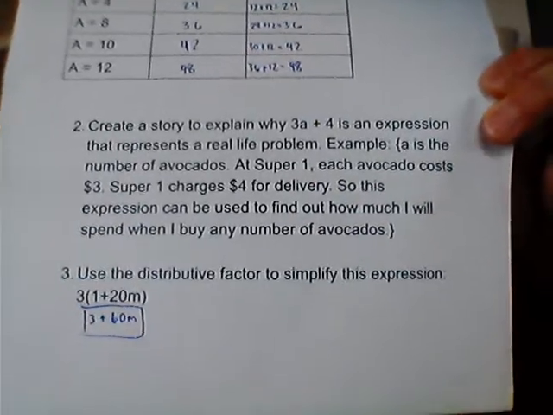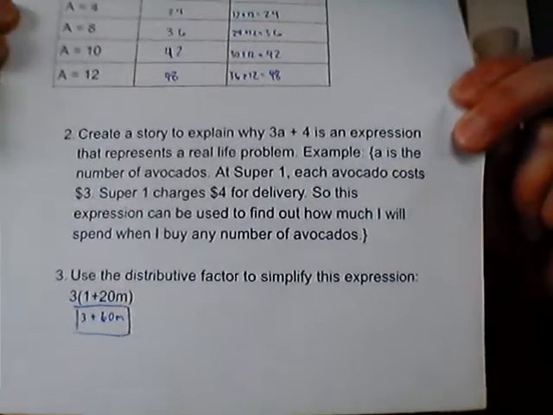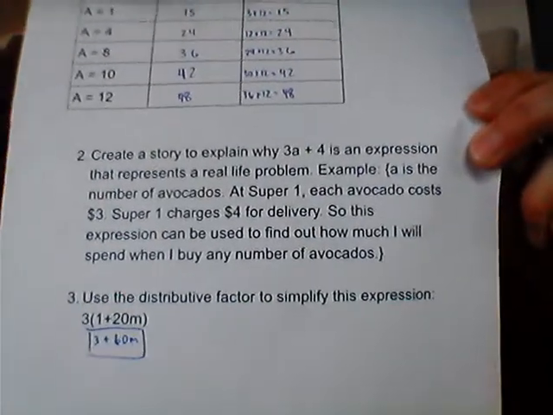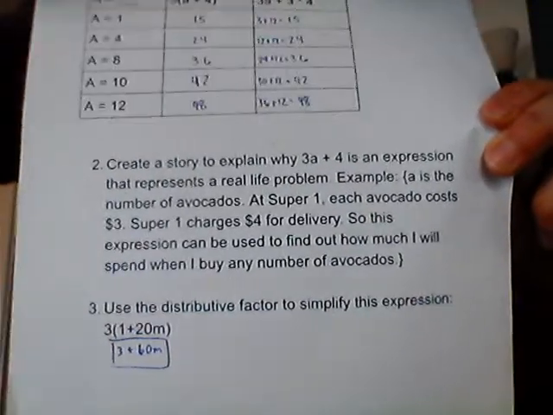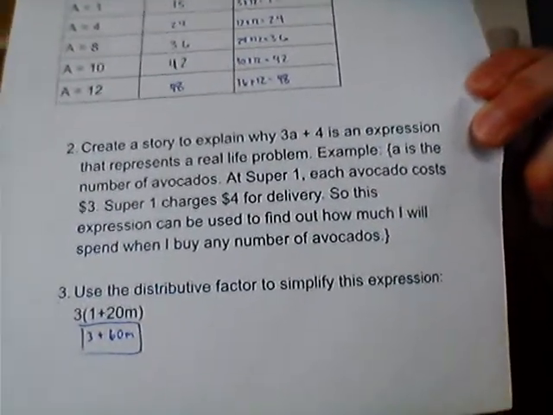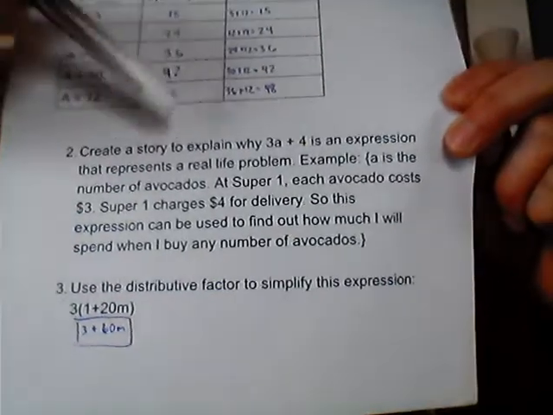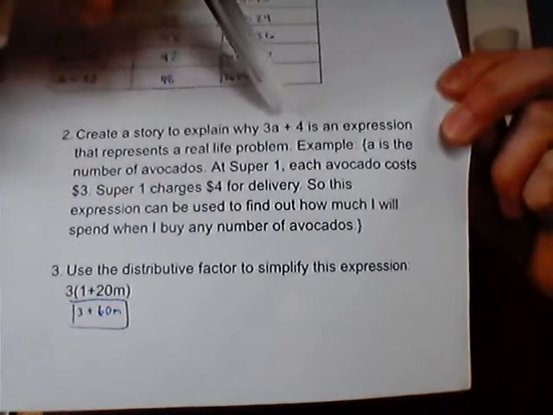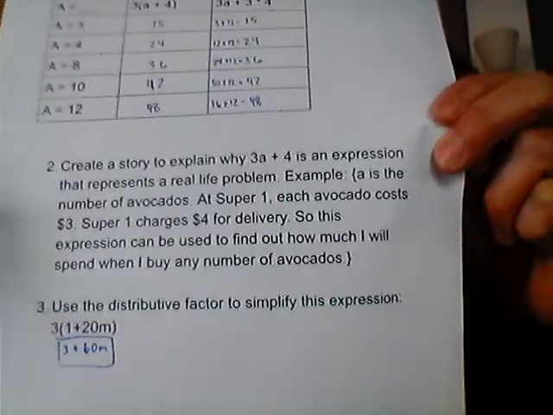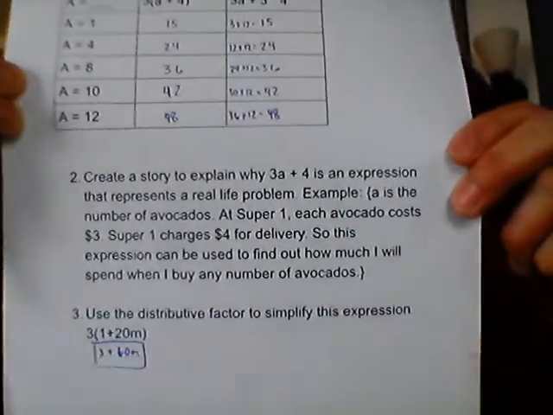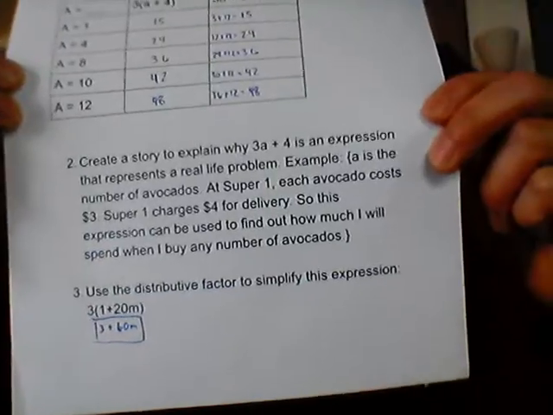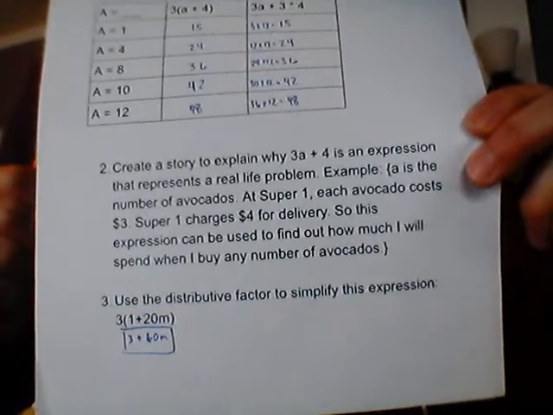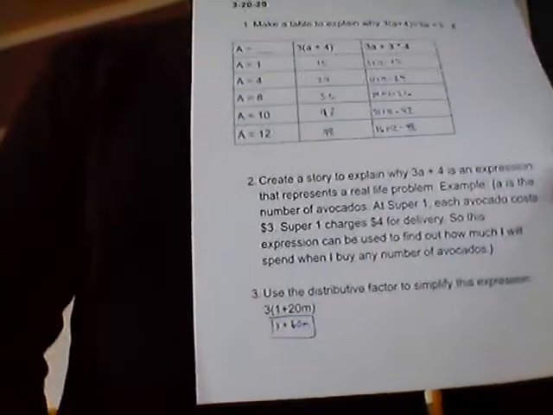So I came up with an example. I'm not going to create another one, but for example, a is the number of avocados. So at Super 1, each avocado costs $3. That's where the 3 comes from on this problem. And then they charge $4 for delivery for groceries, so that's the plus 4. So I could buy 10 avocados, and I could find out that I just multiply 10 times 3 plus 4 and find out how much it would cost to buy 10 avocados from Super 1. I could use that expression to find out how much 100 avocados cost. I could find out how much 50 avocados cost, and so on and so forth. That's why we use these algebraic expressions, very powerful math tools. Okay, I'm going to pause real quick.